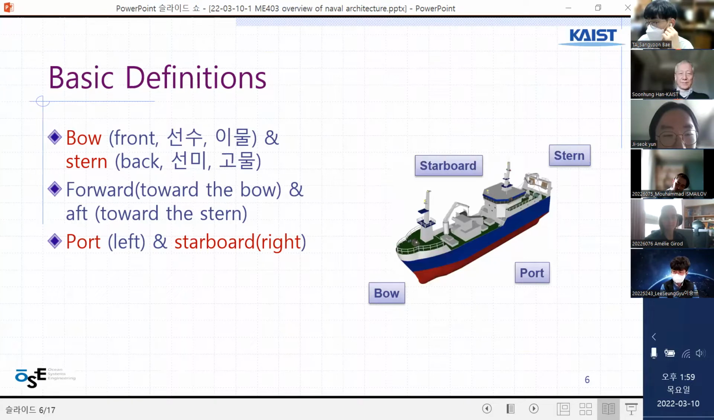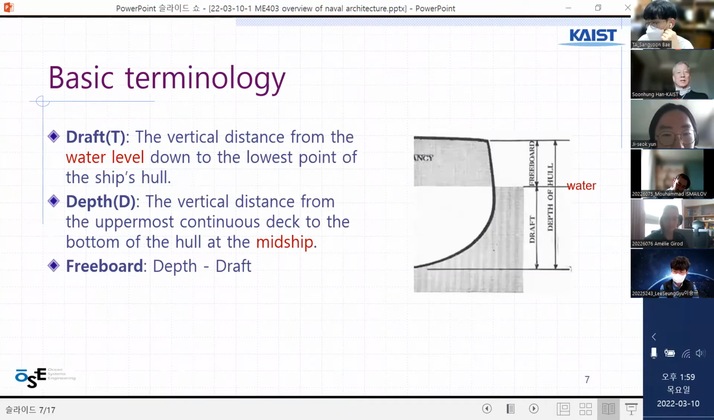All right. And then draft and depth and freeboard. This at the right-hand side is a typical section of the ship in the middle. And there is a deck. We call this the main deck. There are several decks of the ship. There should be a main deck, and up to the main deck, we call this the depth of the ship. The total length from the bottom to the main deck is the depth.